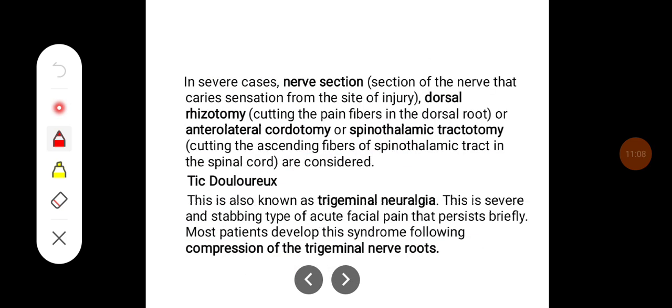In severe cases, nerve section is considered, that is, section of the nerve that carries sensation from the site of injury. The dorsal rhizotomy, cutting the pain fibers in the dorsal root, or anterolateral chordotomy or spinothalamic tractectomy, cutting the ascending fibers of the spinothalamic tract in the spinal cord, are considered. So these are the modalities of treatment in severe cases.